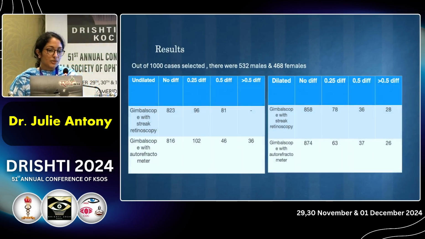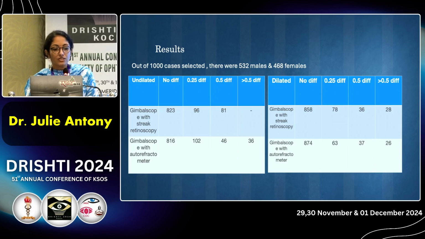These are the results obtained. Out of the 1000 cases selected, there were 532 males and 468 females. And in both undilated and dilated, on comparing gimbal scope with streak retinoscopy, out of 1000 we have got 823 patients with same values, and in dilated patients also out of 1000 we got 858 patients with similar values.